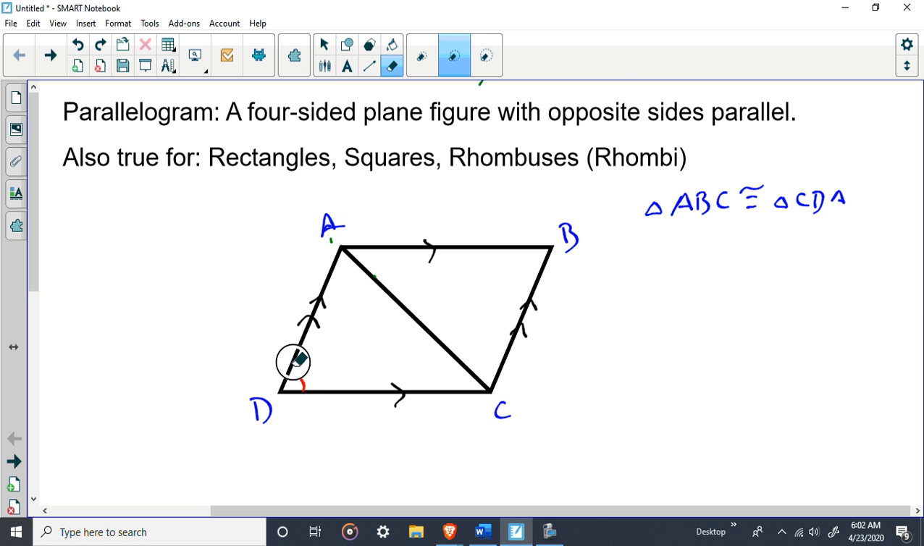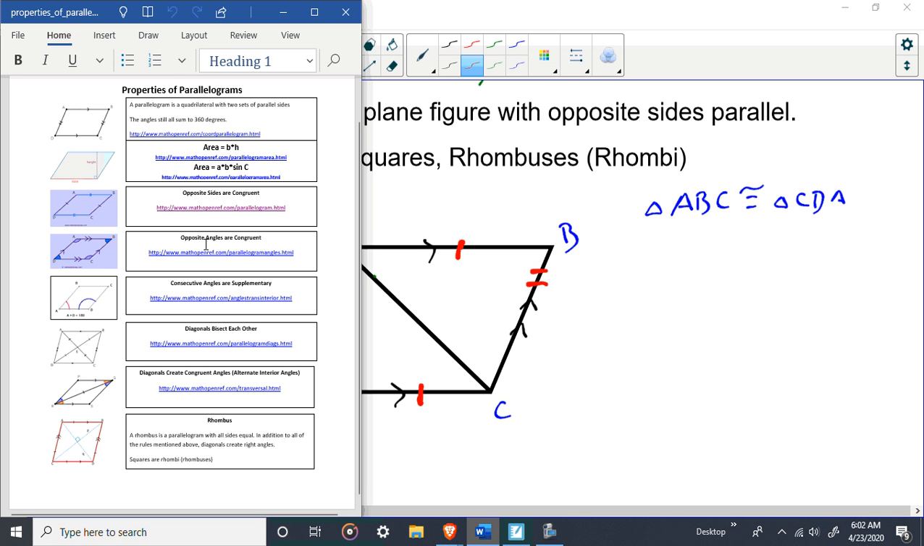So we can definitively say that in any parallelogram, your opposite sides are also congruent. So this will be the same as this one, and this one will be the same as this one. All right? Diagonals are congruent. So opposite angles are congruent. Consecutive angles supplementary. Diagonals bisect each other.